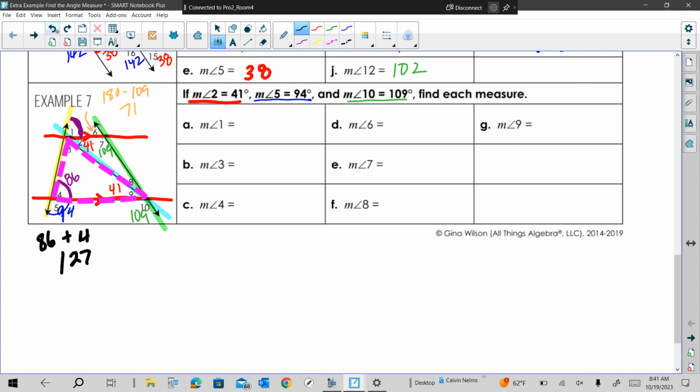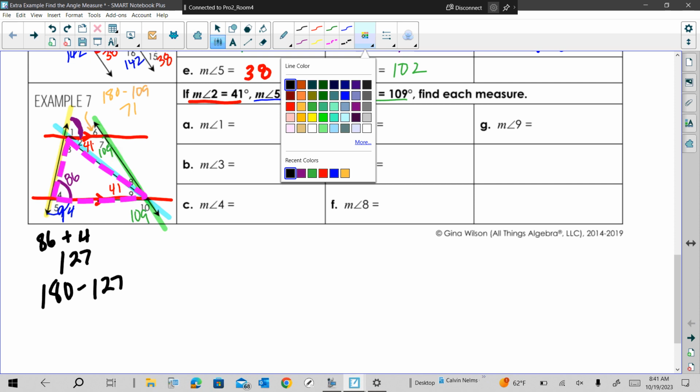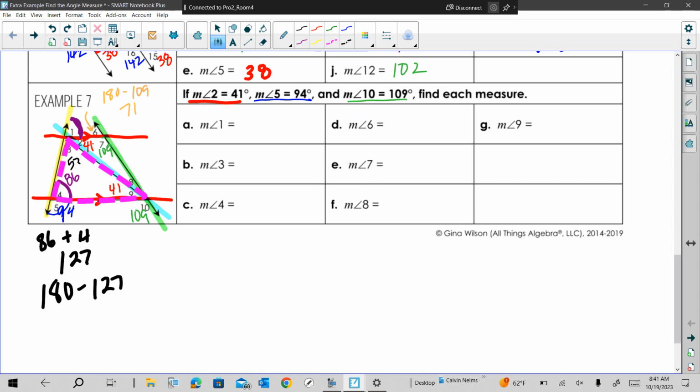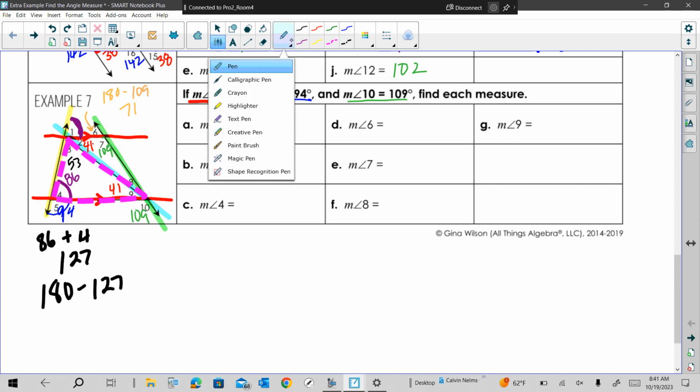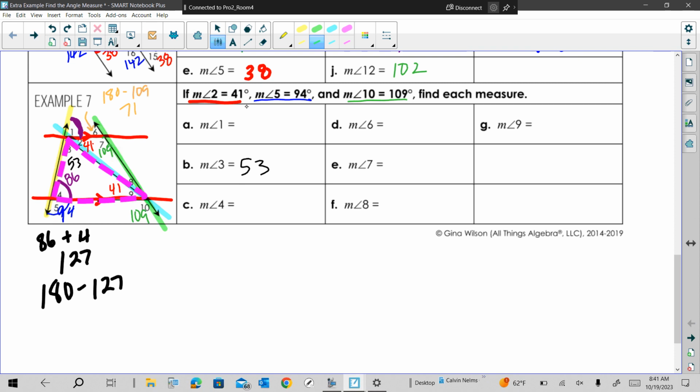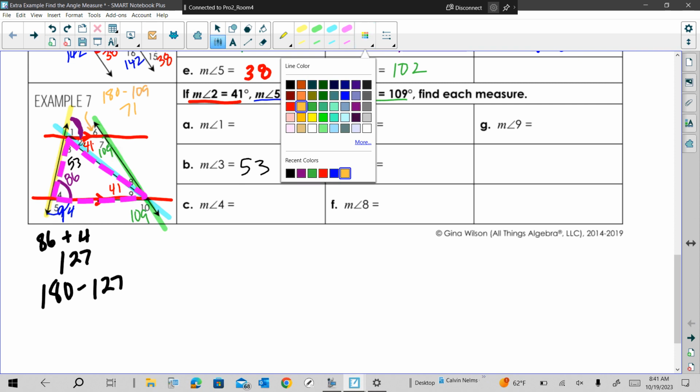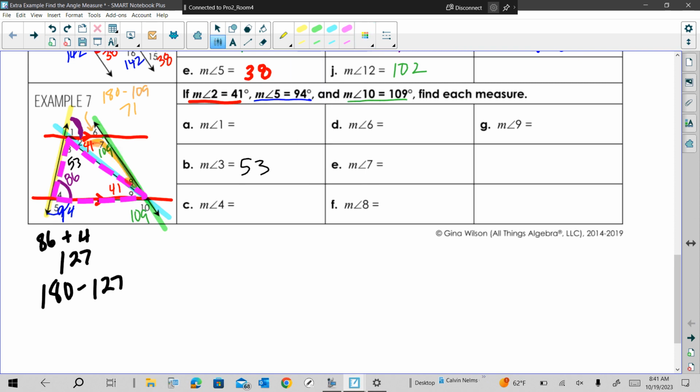Oops, I wrote 29. 180 minus 127. What is that going to give me? 53. So that missing angle 3 right there is 53. There are 2 triangles. There's that triangle I just showed you here, and then I'm going to highlight this one. Do y'all see this triangle over here?